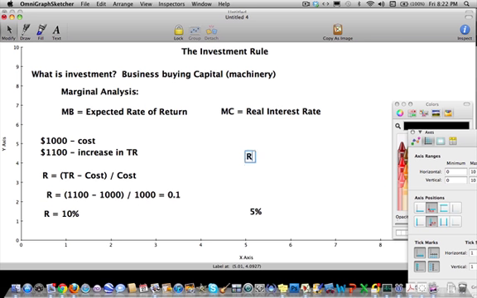So as long as the expected rate of return, so what is the investment rule? Let's put it up here. The investment rule is that if the expected rate of return is greater than the real interest rate, then invest. If not, you should not invest.